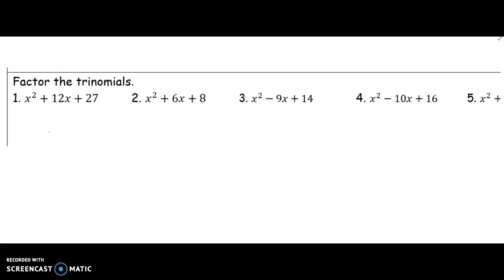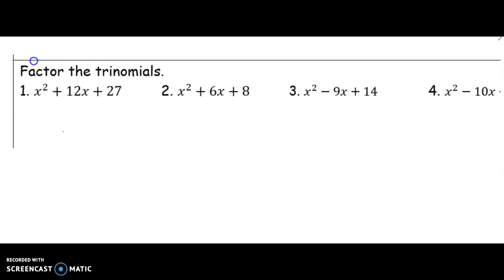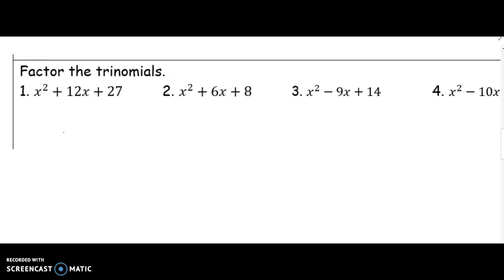Now we're actually going to go ahead and do some of the examples from the video that you were supposed to try on your own, because I know sometimes this topic can be confusing. So we're going to go ahead and try the first example.